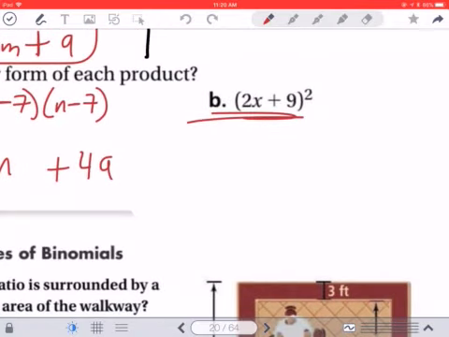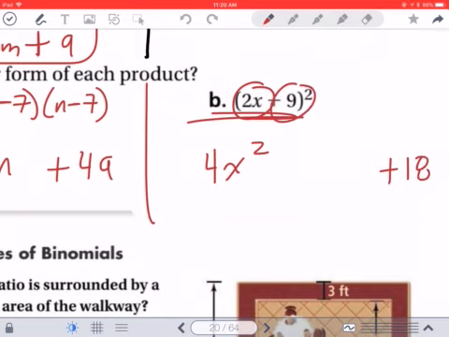Over here, take this first term, square it. Take this last term, square it. Multiply these two together. 2x times 9 is 18x. Double it. So that's 36x. That's my expression.